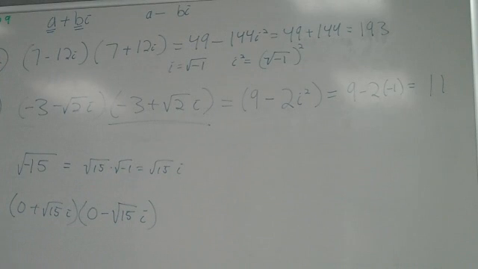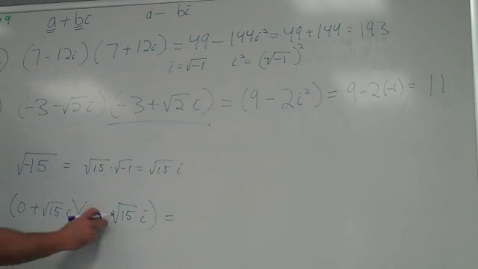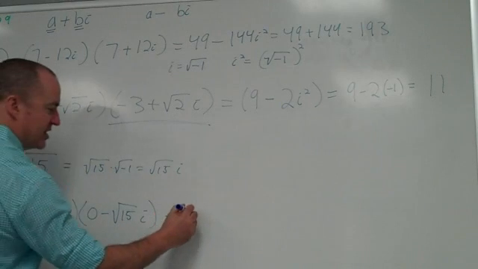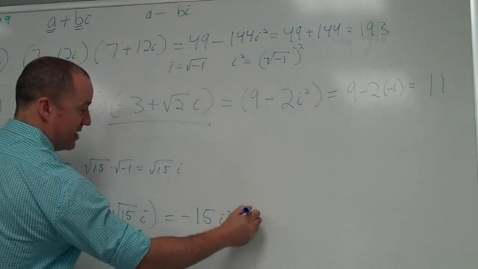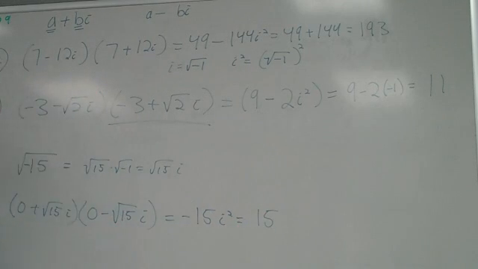So basically, for this one, all you have to do is multiply root 15i times negative root 15i. And what's that going to be? What's the square root of 15 times the square root of 15? 15. What's a positive times a negative? Negative. What's i times i? Negative 1. Yeah, so this is going to wind up being positive 15 when we're done.